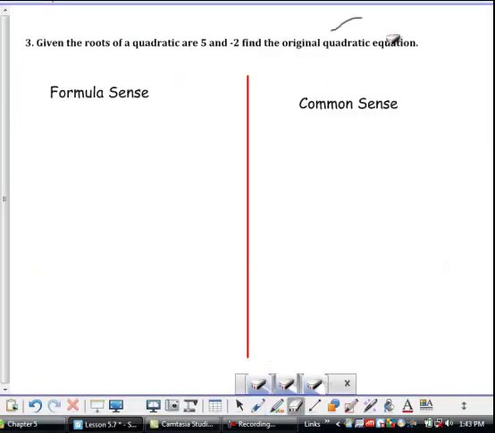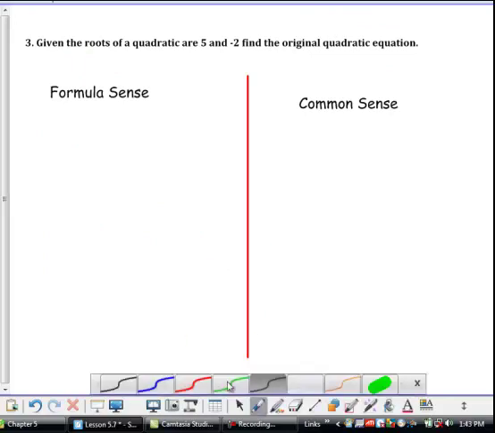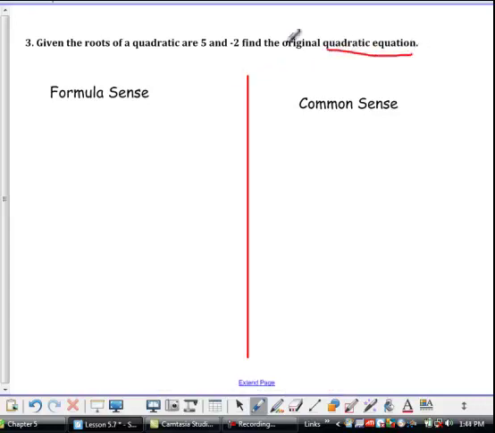For example, this one. I have to find the equation now, and all they gave me were the roots. I'm going to do it the formula way. So I know the sum of the roots is found by taking the opposite of the b value and putting it over a. Well, I do know the sum of the roots because I can take 5 and add negative 2 onto it. So I know the sum of the roots is 3.